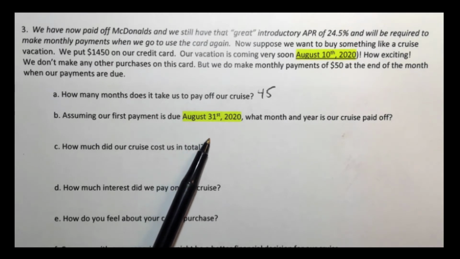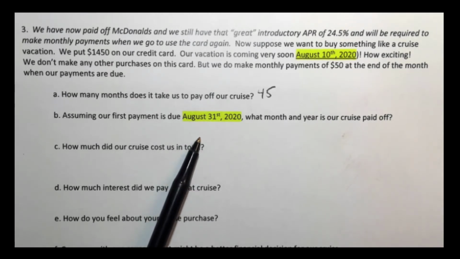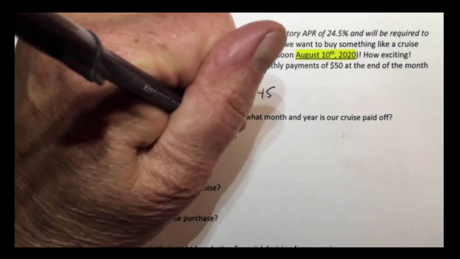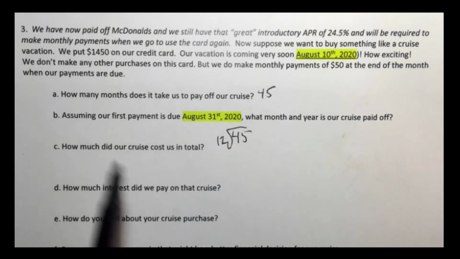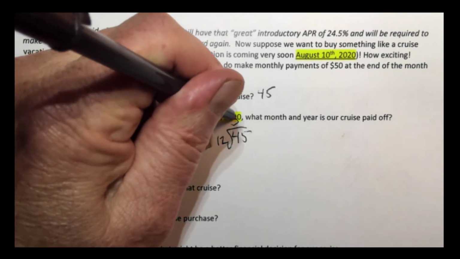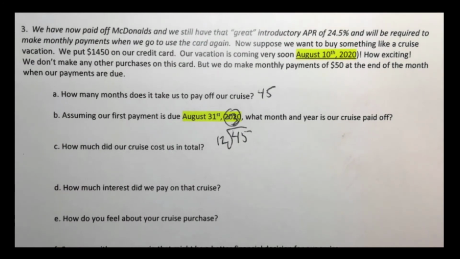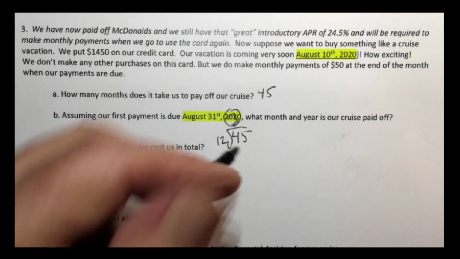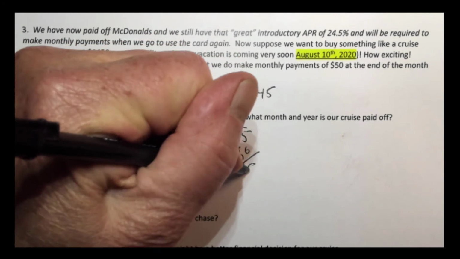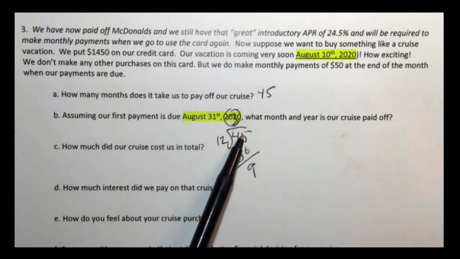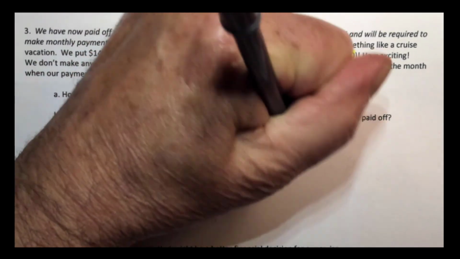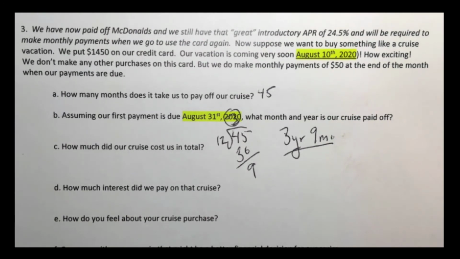So I don't want to count 1 month at a time. So what I'm going to do is take 45 and divide it by 12. And I get 3, which is 3 what? You said years, that's good. And 3 times 12 is 36, and I have a remainder of 9. 9 what? 9 months. All right, so it's going to take 3 years and 9 months. Three years and 9 months to pay it off.